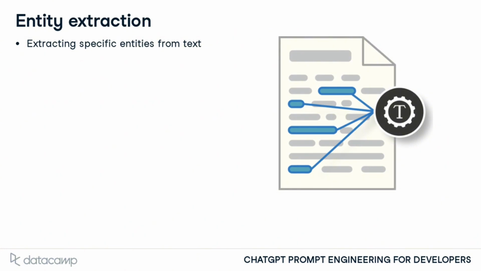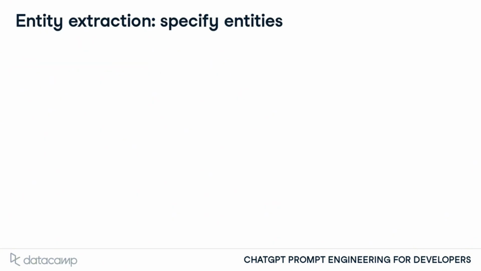Another form of analyzing text is through entity extraction, where the goal is to extract specific entities from a given text, including names, places, organizations, and dates. To extract entities effectively, we should specify the entities to extract and the desired output format.